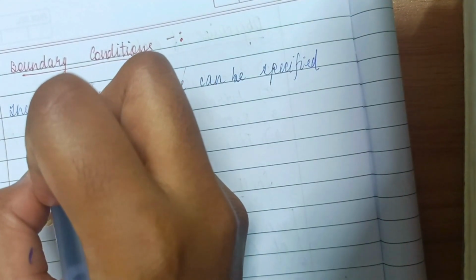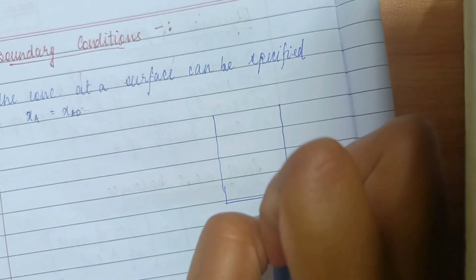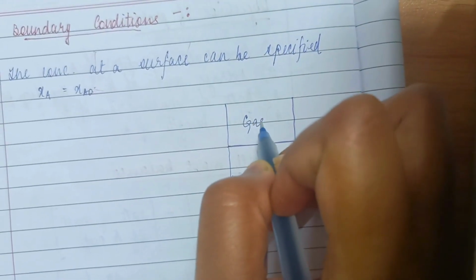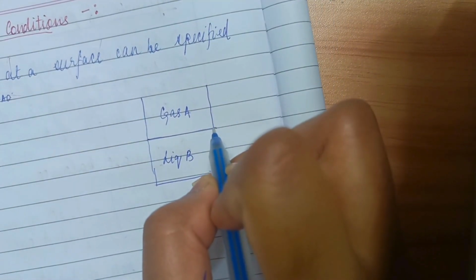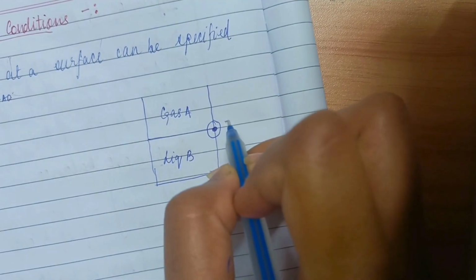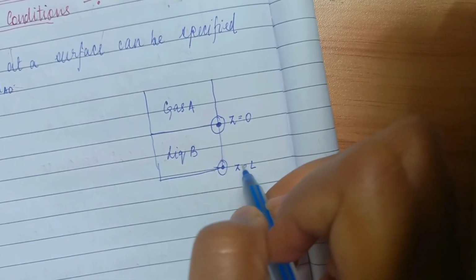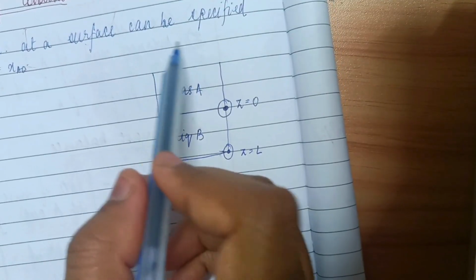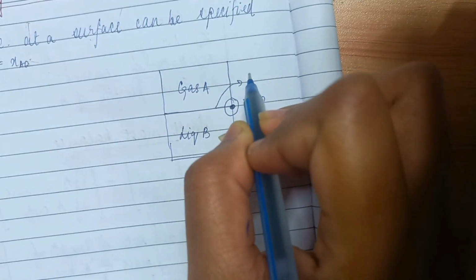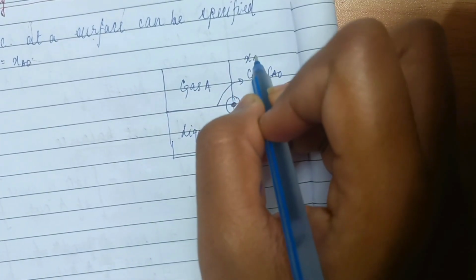That is XA is equal to XA naught. Like in the given figure or the given diagram, we saw a gas A and liquid B. Let us assume this is the origin where Z is equal to 0 and here Z is equal to L. So as per the first mentioned boundary condition, at the surface here the concentration can be Ca is equal to Ca naught or Xa is equal to Xa naught.